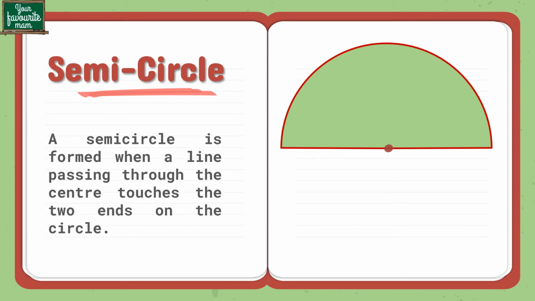Now we will talk about the biggest segment of a circle, that is the semicircle. Yes, it can also be termed as a segment. It is formed when a chord or a line is passing through the center and it touches the 2 ends of the circle.